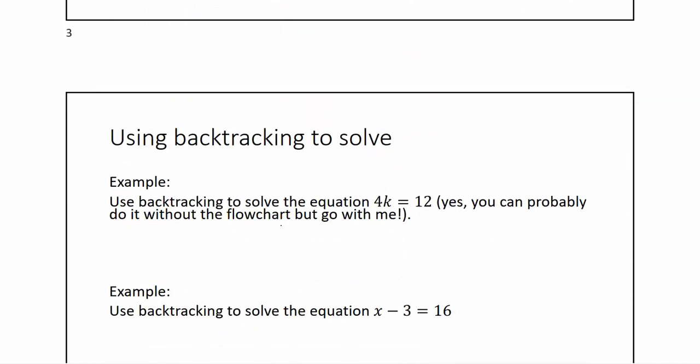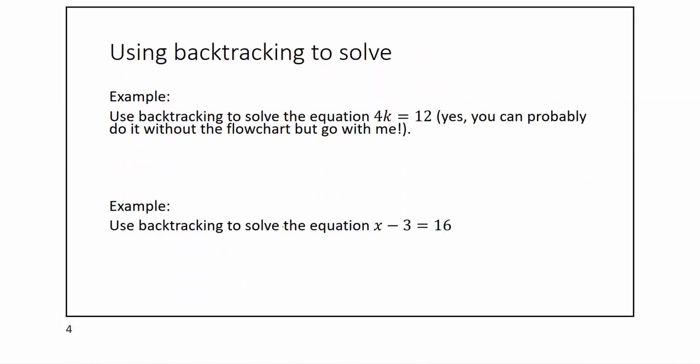Alright, so let's step it up a bit now and use this method to solve a couple of equations. Use backtracking to solve the equation 4k equals 12. I've said here, yes, you can probably do it without the flowchart, but go with me. I can see that the answer is k equals 3. I know by inspection that 4 3s are 12, and that will make the left-hand side the same as the right-hand side. But let's just draw up a flowchart.